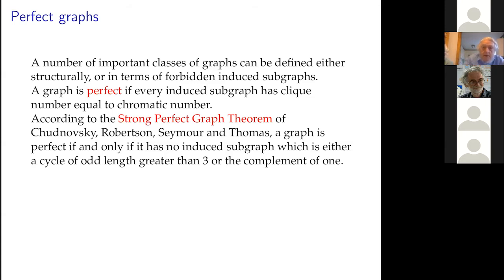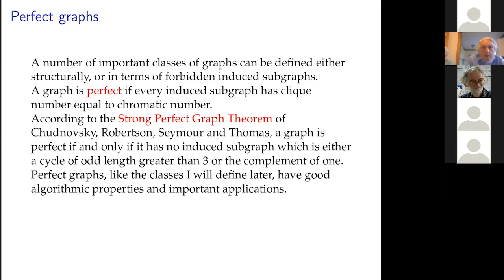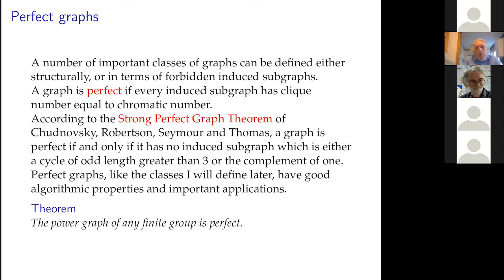And if you rule out all induced cycles of odd size and their complements, you get a characterization of perfect graphs. So when is the power graph perfect? And you could ask the same question for the other graphs, but I'll concentrate on the power graph. Well, the power graph of any finite group is perfect. This is quite elementary, and I won't show you a proof.